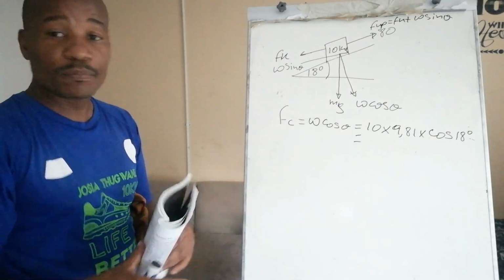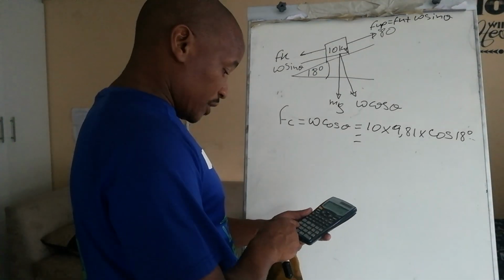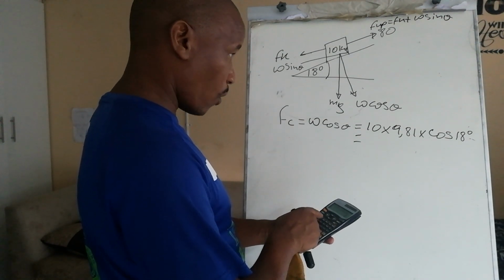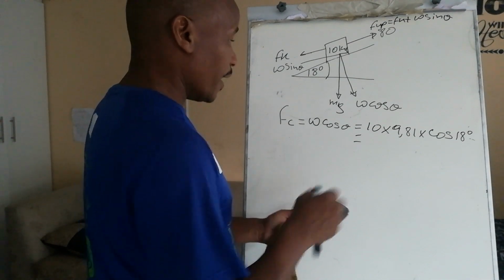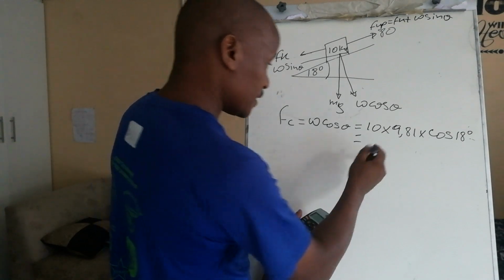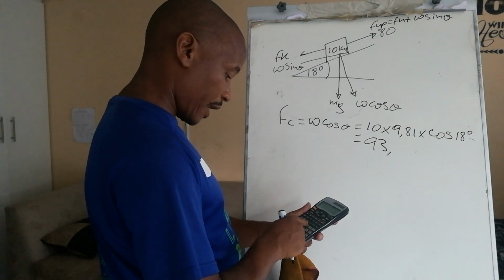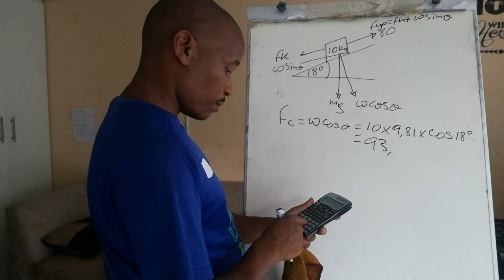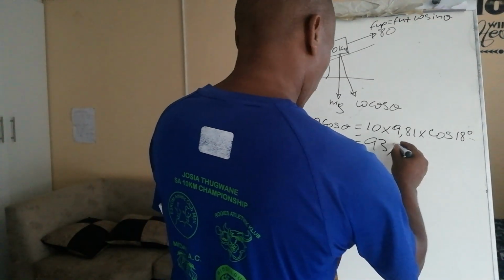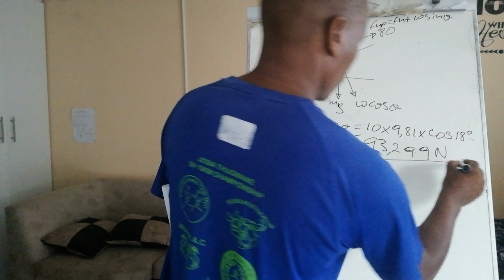Next time, guys, I will have people here around who will press a calculator for me. So it is 10 multiplied by 9.81 multiplied by cos of 18, and it is equal to, sorry guys, I've seen 93 there. I will repeat it. 10 multiplied by 9.81 multiplied by cos of 18: 93.299 Newton to 3 decimal places.